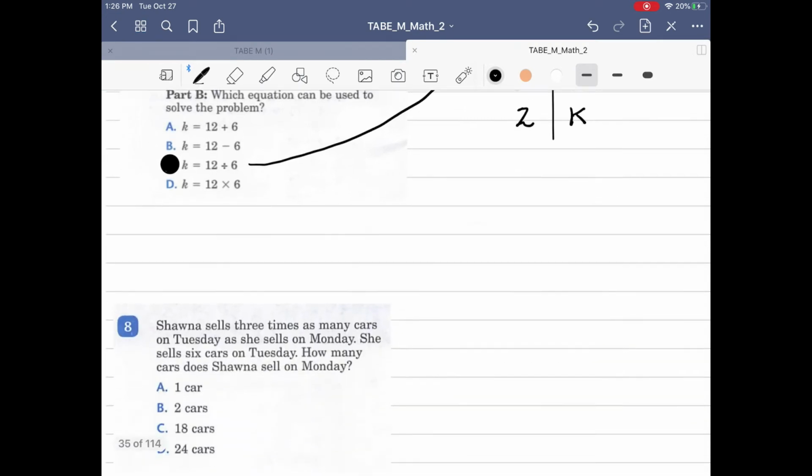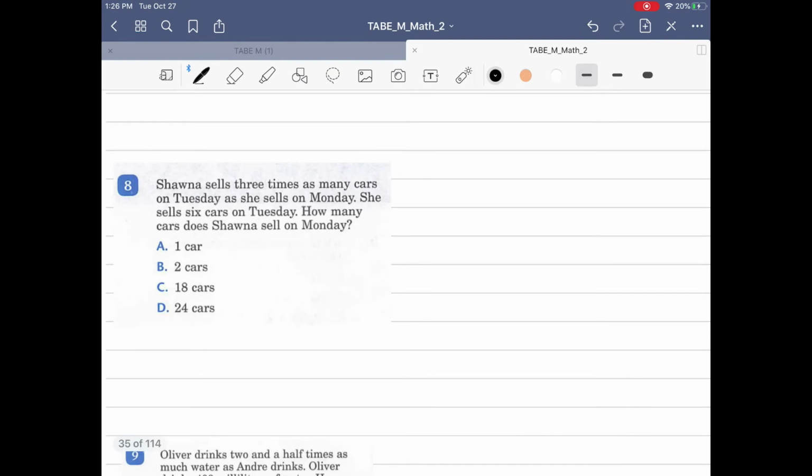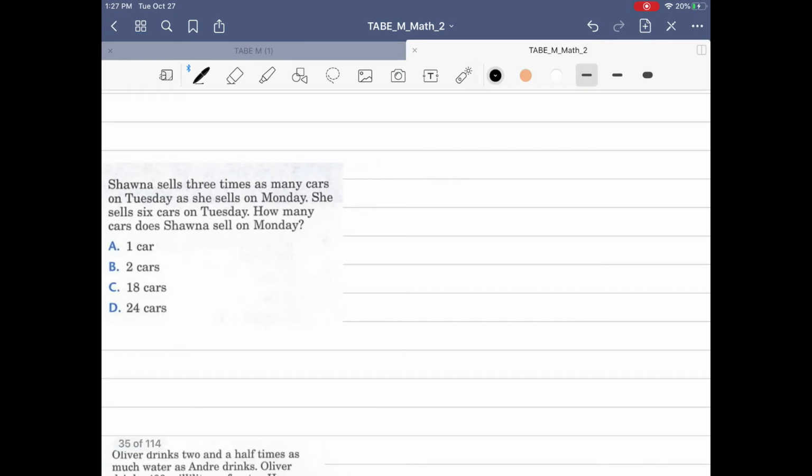Number 8. Shauna sells 3 times as many cars on Tuesday as she sells on Monday. She sells 6 cars on Tuesday. How many cars does Shauna sell on Monday? So they tell me that Tuesday is 3 times Monday.